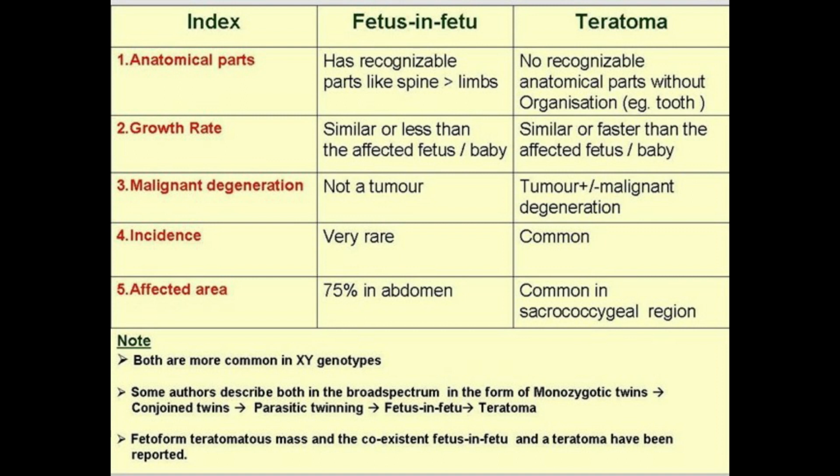Second one is the growth rate. Growth rate in fetus in fetu is similar to or less than the affected baby. So fetus in fetu grows with the baby or the fetus, whereas in teratoma it might have a similar pattern, or it might be faster, depending on the benign or intermediate or malignant pattern. And again, malignant degeneration: fetus in fetu is not a tumor at all, period. But a teratoma is a benign tumor initially, and that might go for malignant degeneration.